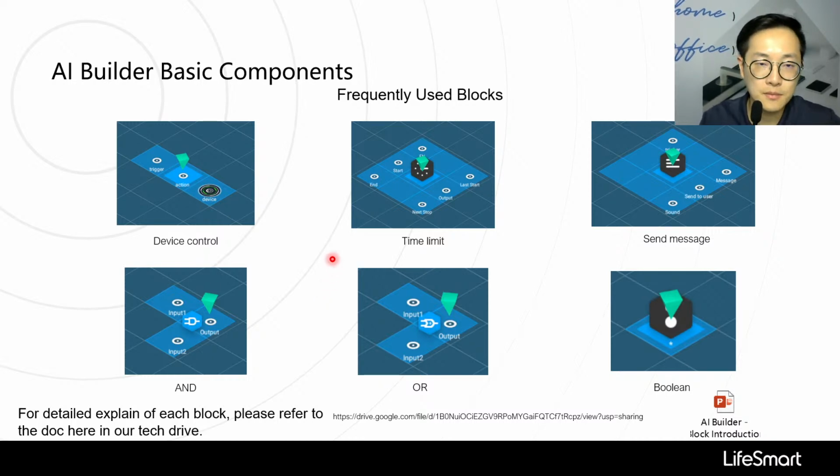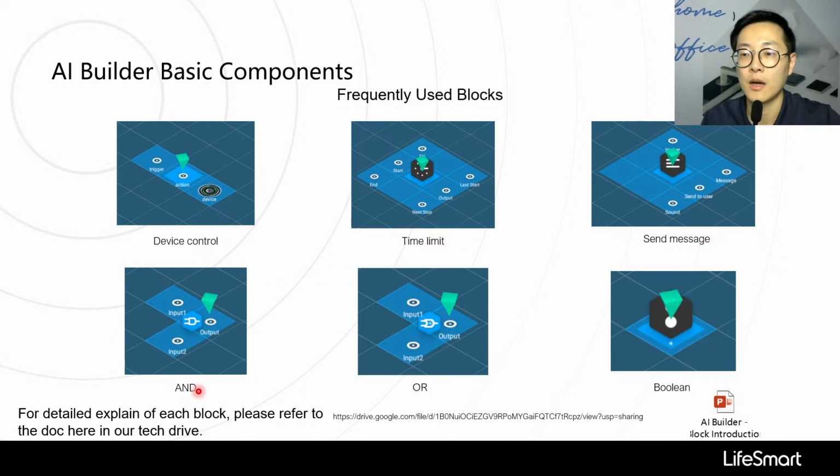The first is device control. This is a very common control block. It controls the device, like turn on, turn off a switch, turn on, turn off a plug. Very straightforward. And the second is the time limit. It can make the AI only run in a certain time or period. And the third one is send messages. It will send the user a push notification. So if you would like to make a home automation that sends out an alert message, you can use this send message block.